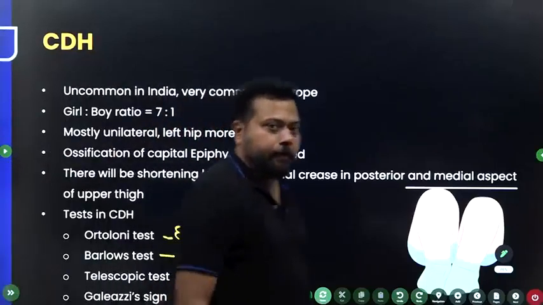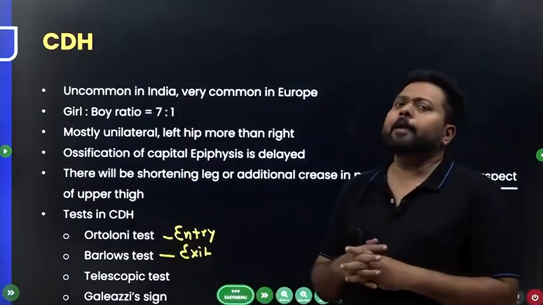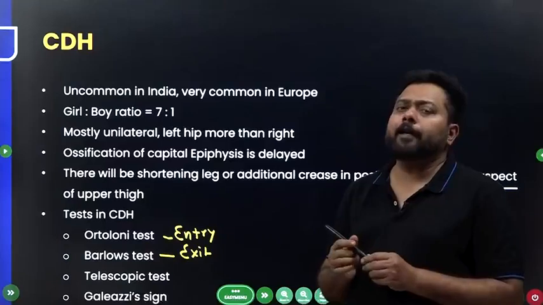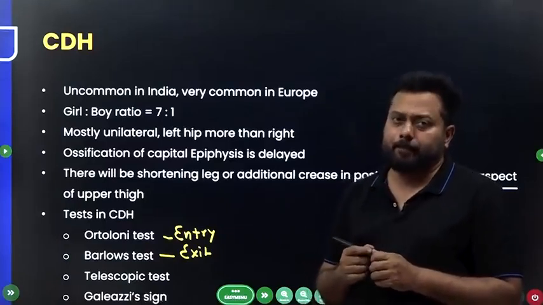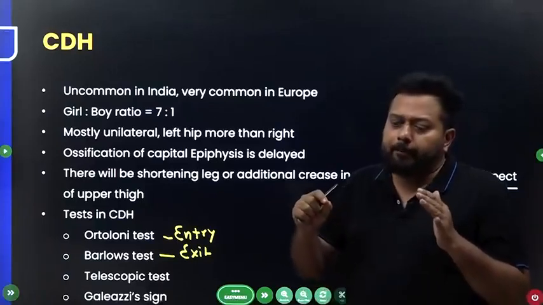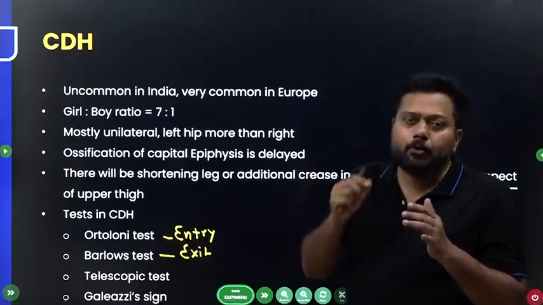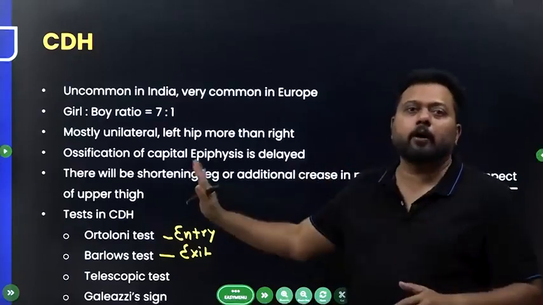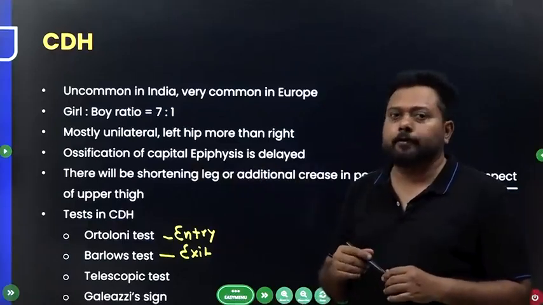I will explain only once, please listen. You are receiving a baby who already has a dislocated hip, and you suspect developmental dysplasia hip. In a calm environment, abduct the hip and internally rotate it. The hip will get reduced with a click sound, that is called Ortolani's test. The head is entering the acetabulum, so it's called the test of entry.